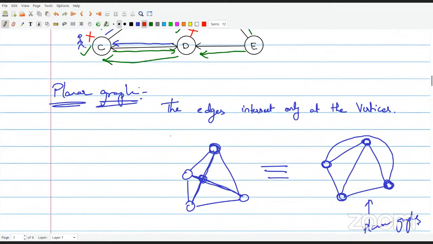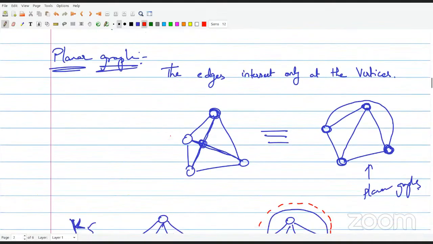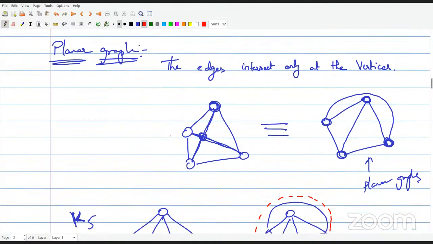So planar graphs are these graphs. We have to draw the graph in such a way that the edges intersect only at the vertex points and not in between. Okay, understood?